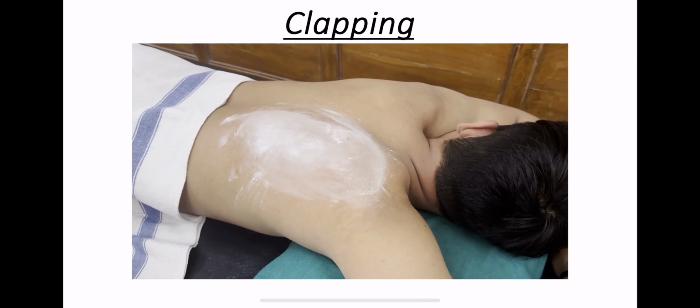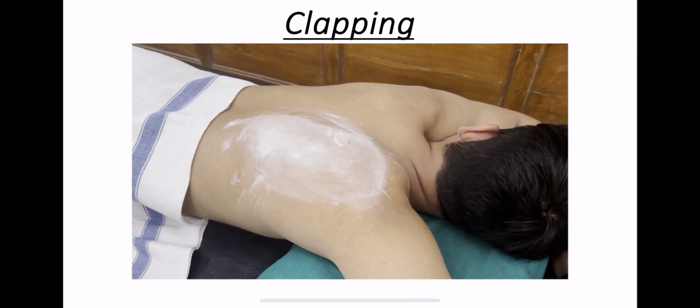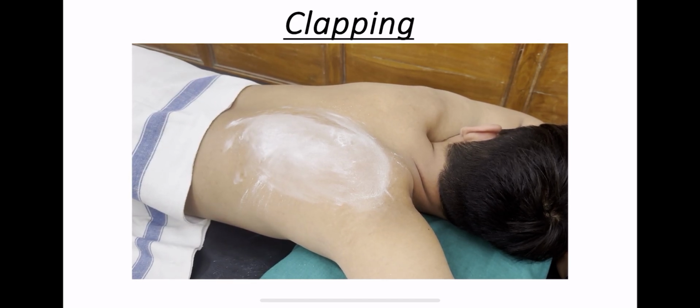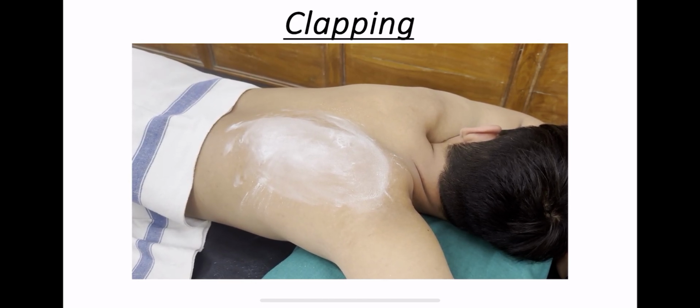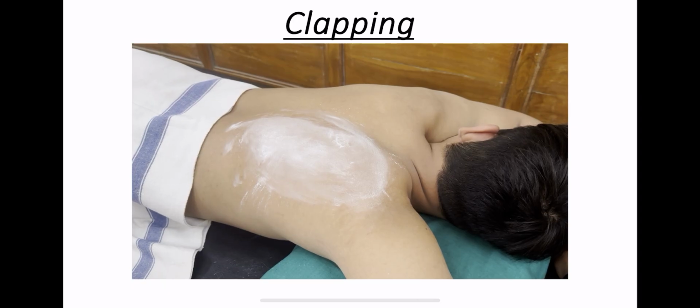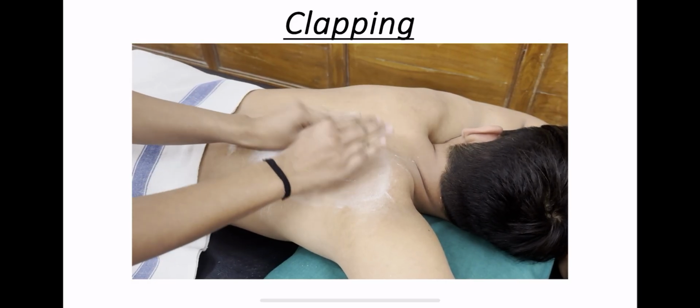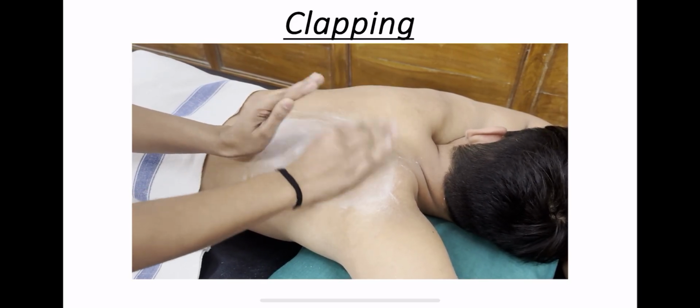Clapping. In this technique, the hands are cupped. The technique is executed by the controlled and rapid flexion and extension of the wrist. At no time should movement at the elbow be allowed. It is performed during both inspiration and expiration and should not apply undue pressure on the soft tissue of the chest wall.